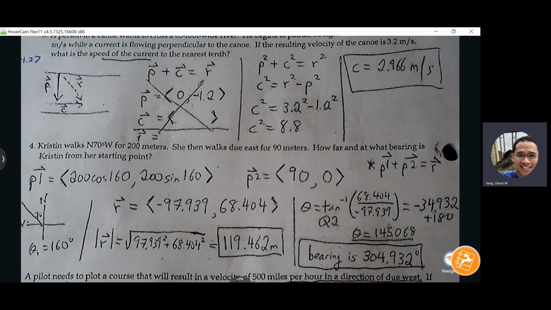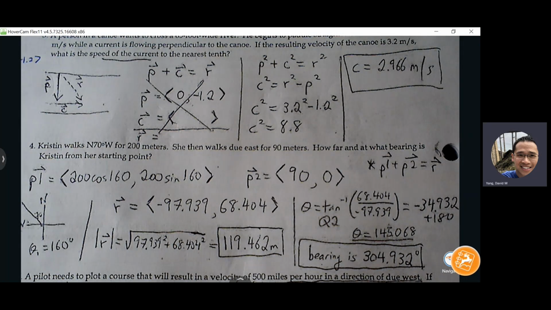That's standard position, but it's asking for bearing. So I just subtracted my theta from 450, and that gets me to my bearing measure. 450 minus 145 is 304. There's a meter, is that the magnitude? That's the magnitude. Yeah.